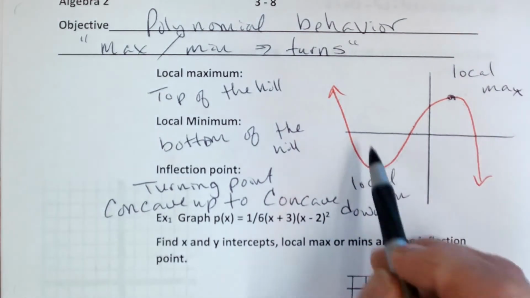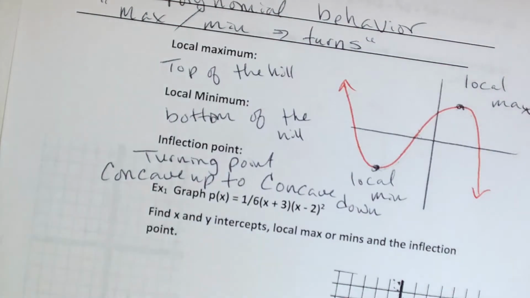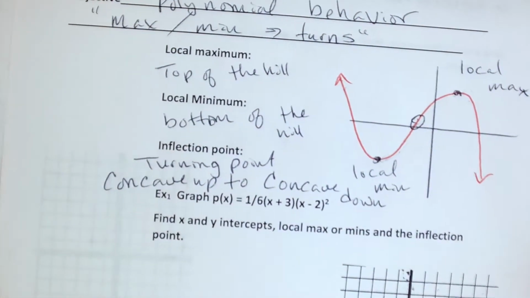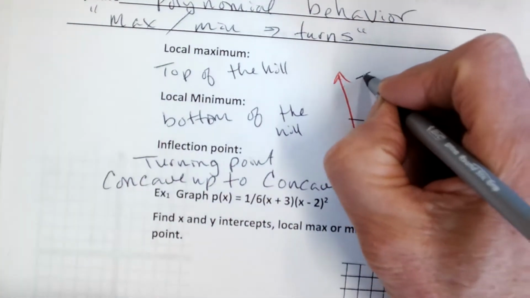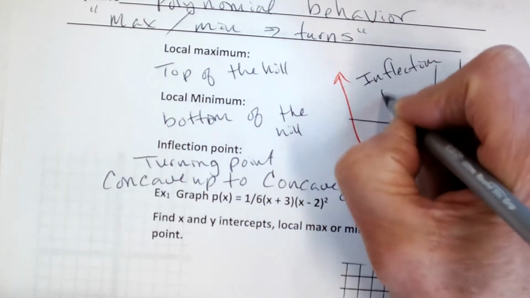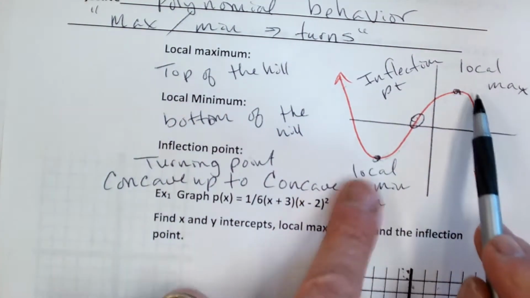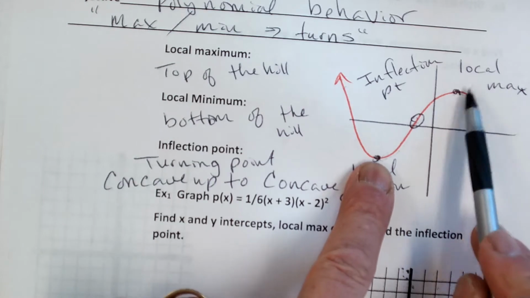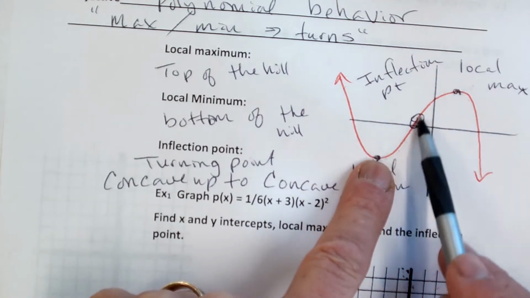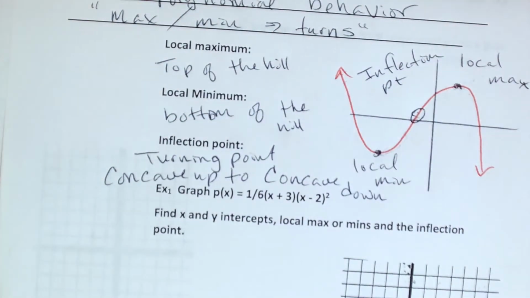And for me, I think I'm just going to try and eyeball this. It seems like it might be right about there, maybe. That looks like my inflection point. And most of the time, it's right in between the two. That makes sense. Most of the time, it's right in between these two, because you go from local min to local max.